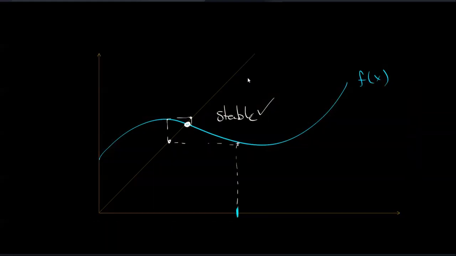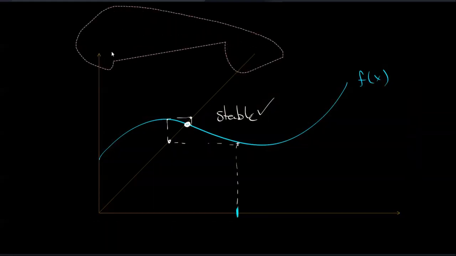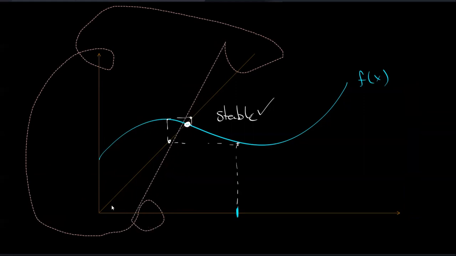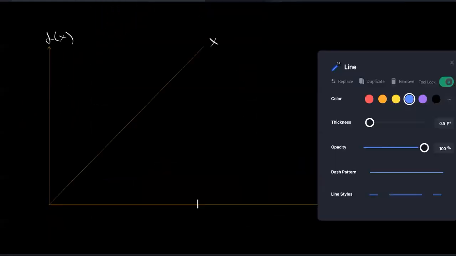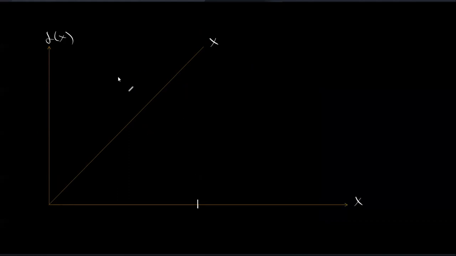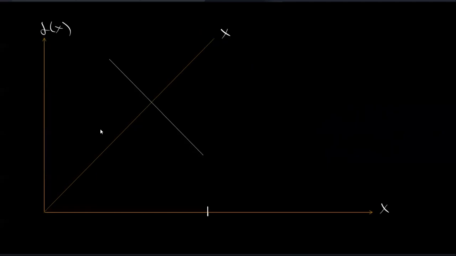That begs the question, what's an unstable equilibrium look like? Ignore this line for the moment, but I'm just going to put this line over here. And don't pay any particular attention to it, but we'll see why it's important in a second.